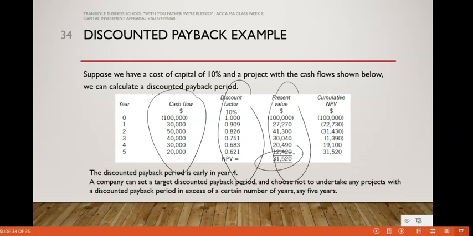However, using the discounted payback technique, we have to come up with the cumulative NPV. In year 0 it was negative 100,000. Then if we add this positive present value, we get this negative 72. We add this one, we get this one. If we add this one, we get that one. So our payback period should be in year 3.